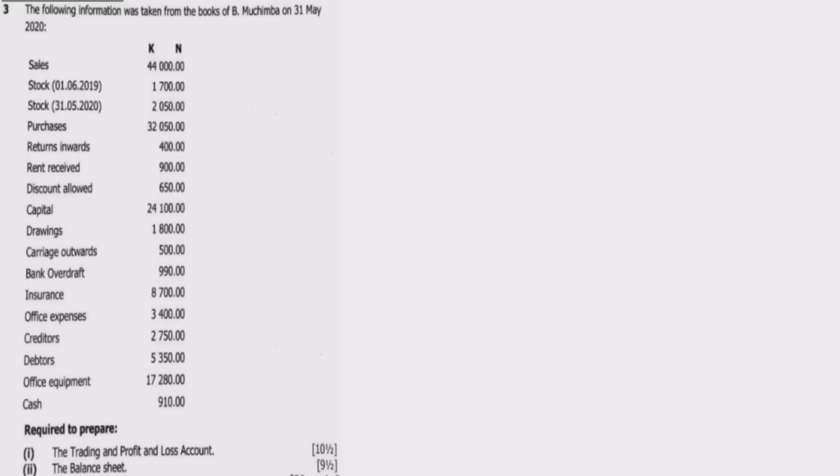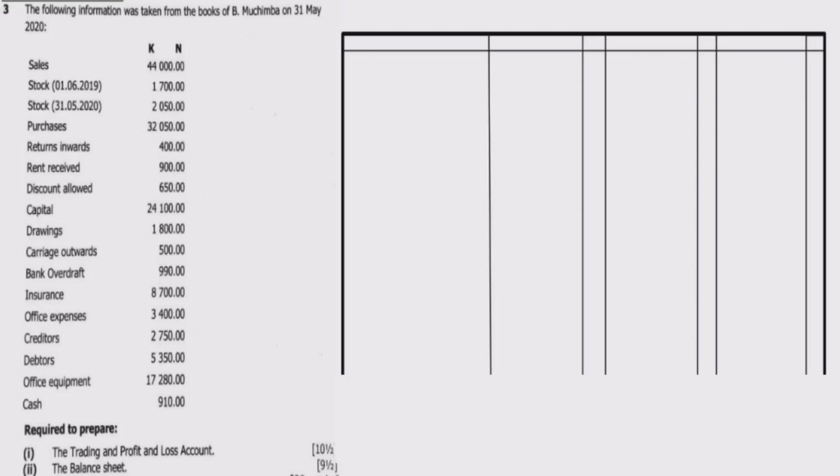Okay, we come now to question 3.2. So question 3.2, we are asked to prepare the balance sheet for Mr. B Mchimba. So what we need to do is first come up with a frame for the balance sheet, and this is the frame for the balance sheet.